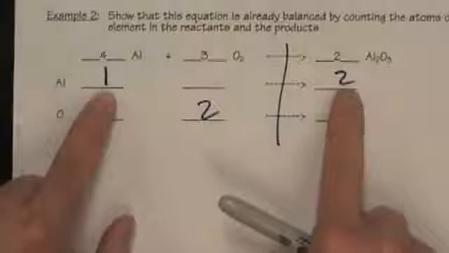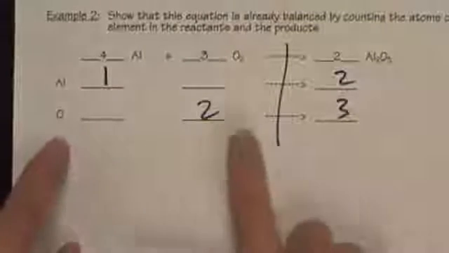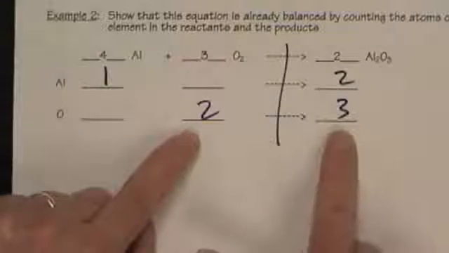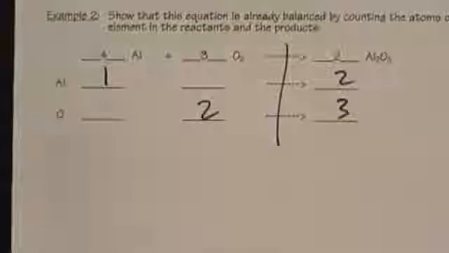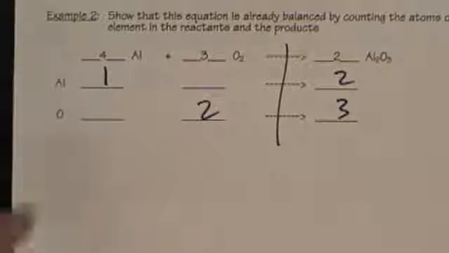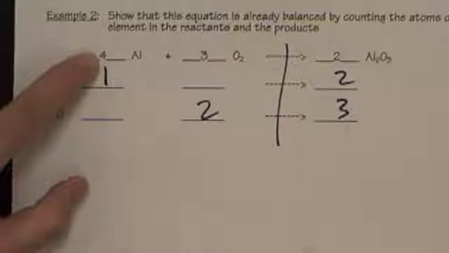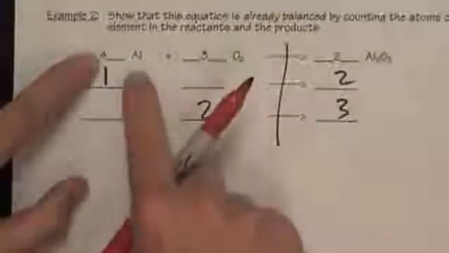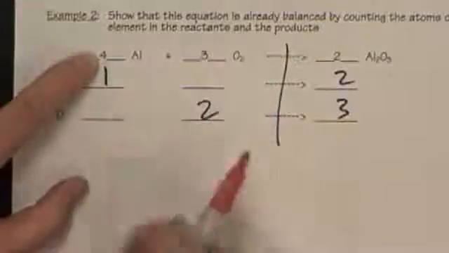1 aluminum turns into 2. Well, where did that other one come from? 2 oxygens turns into 3. Well, again, where did that other one come from? The reason for those coefficients up there, the reason for the 4, is to multiply everything that's in this formula. I'm going to multiply everything here by 4.